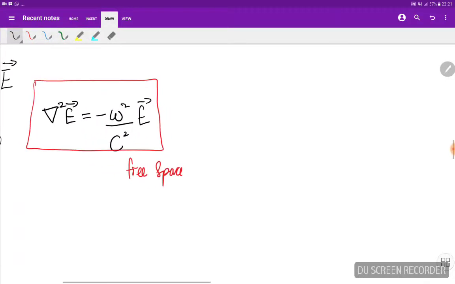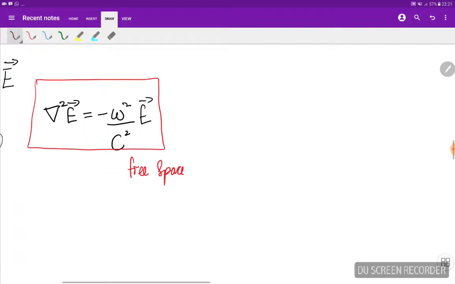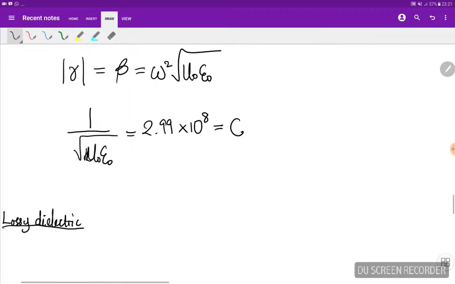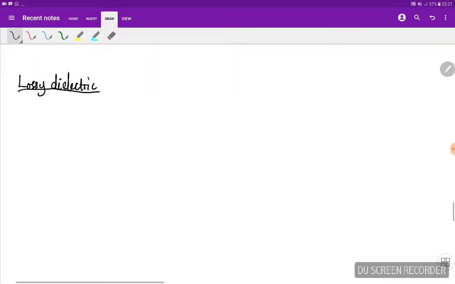Alright, from the last video we proved that grad squared E is equal to minus omega squared over the speed of light squared times E. Now we want to go into the lossy dielectric. The lossy dielectric is more of an insulator that doesn't insulate properly. It still conducts, but not well enough to be a conductor.